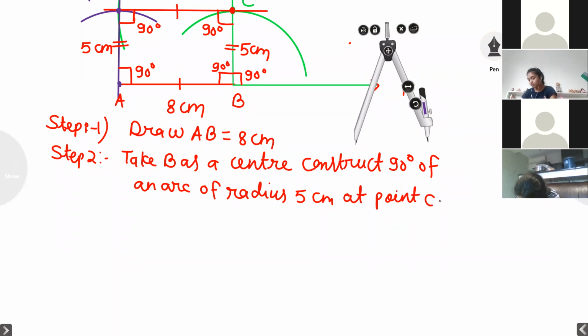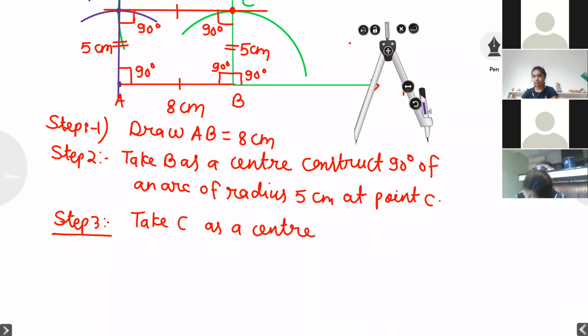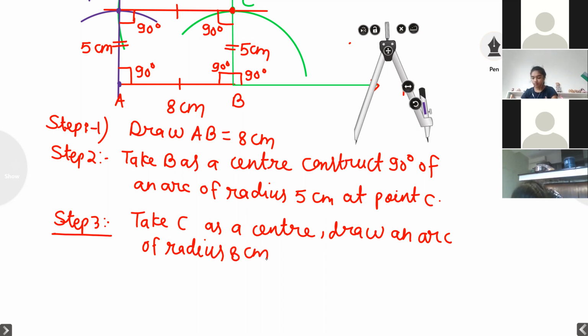Step 3: Take C as a center, draw an arc of radius 8 centimeter.